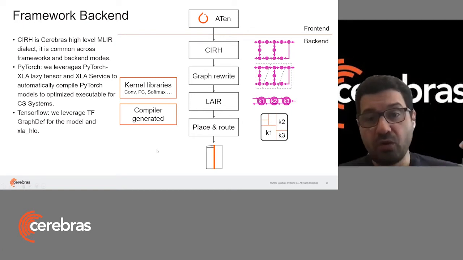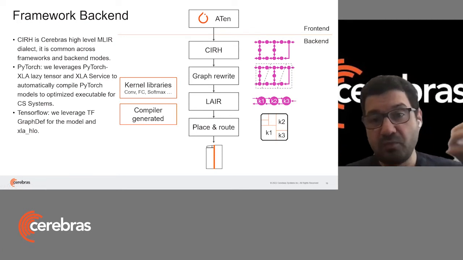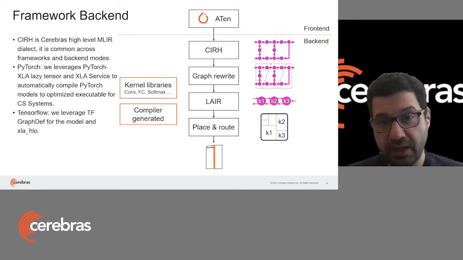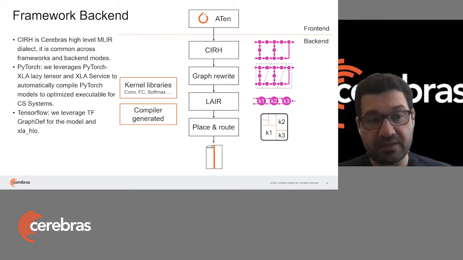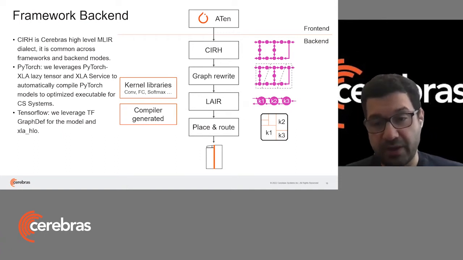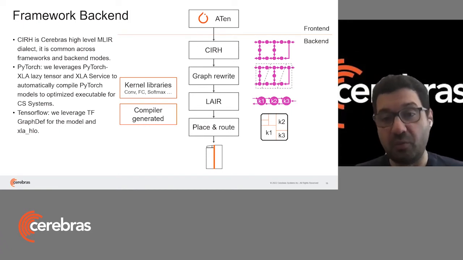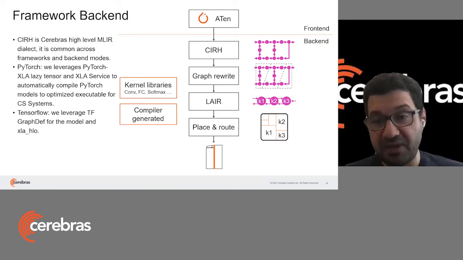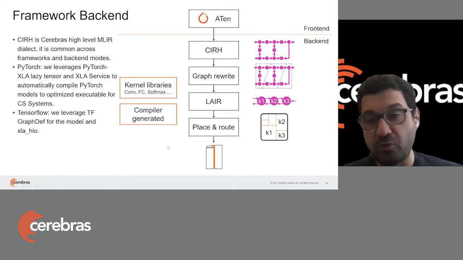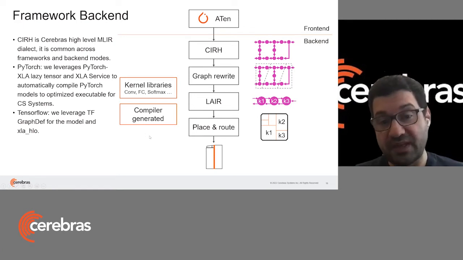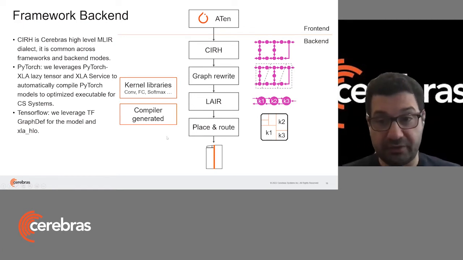Okay. So what does that give us? The combination of handwritten kernels and auto-generated kernels should give us a good foundation to be general for any model. We cannot simply have a handwritten kernel for any combination of models. But once we lower to primitives, we can generate most of them using our compiler generator.